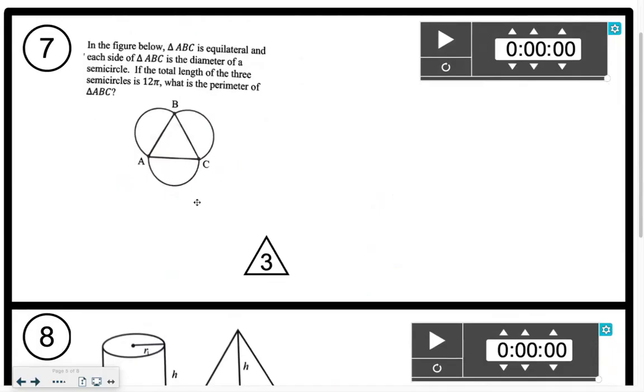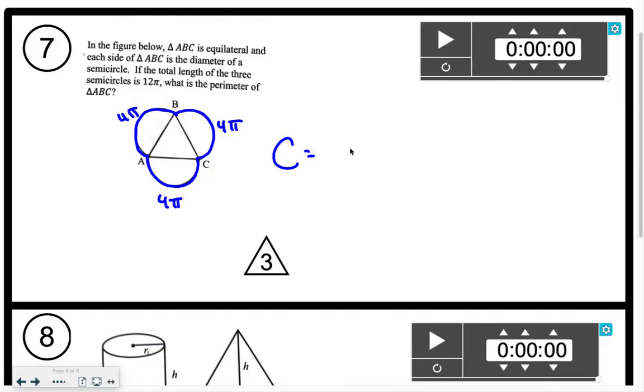Okay, number 7. In the figure below, we have this equilateral triangle, and the total length of the 3 semicircles, so if I go from here, that's 1, that's 2, that's 3, the total length around is 12 pi. That means if I divide that by 3, they're each 4 pi. So what 4 pi really represents is the circumference of the semicircle.